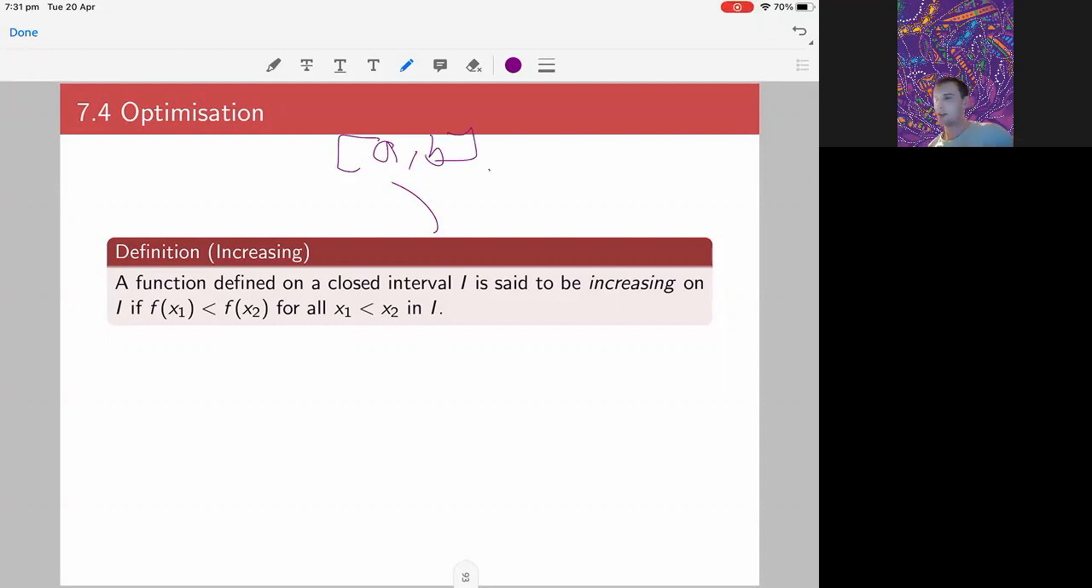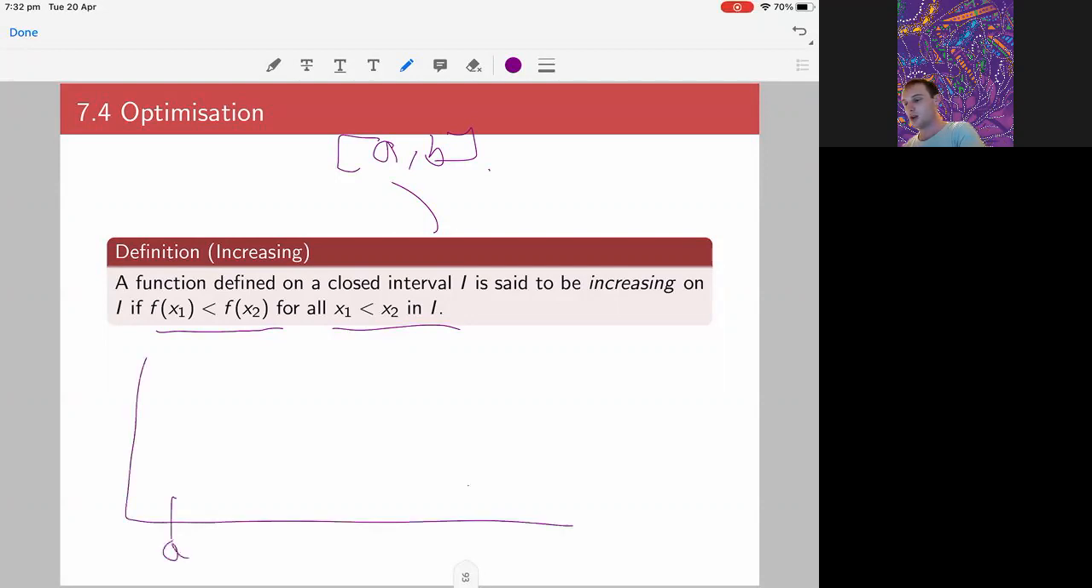We say that this function is increasing on this closed interval if f of x1 is strictly less than f of x2, whenever x1 and x2 are in I, and it so happens that x1 is less than x2. So what does this look like? Well, we say the function is increasing if it's going up like that, but rigorously, what does that mean?